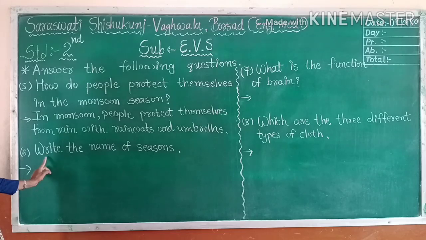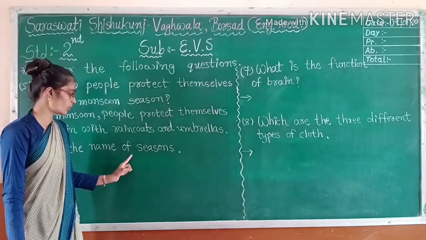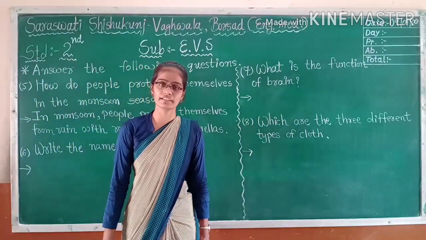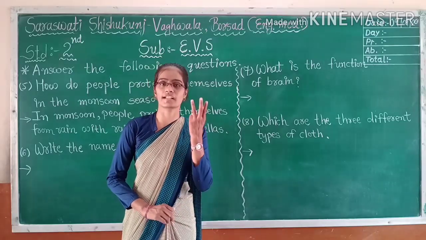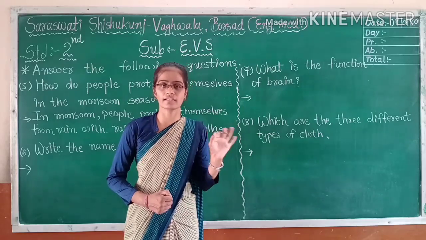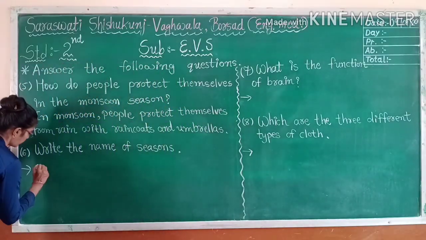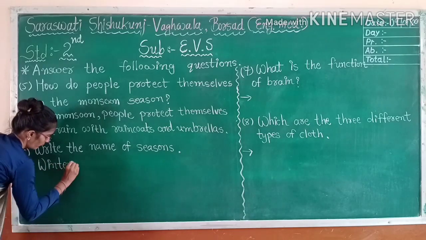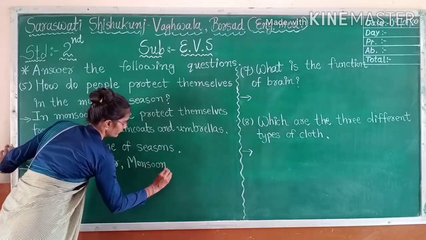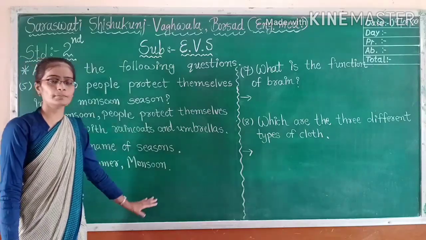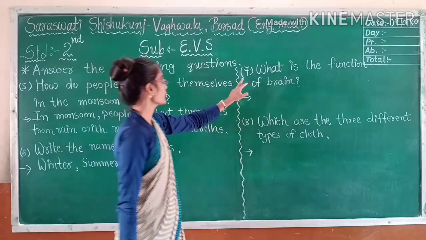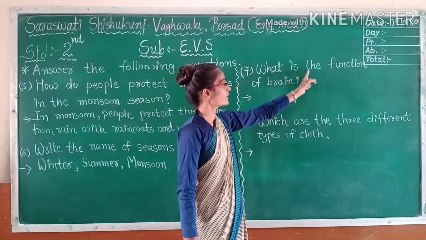Question number 6. Write the name of the seasons. Winter, summer, and third one, monsoon, are the three seasons. So here you can write the answer. Here the question is: you have to write the names of the seasons. So winter, summer, and monsoon are the names of seasons. Understood? Question number 7. What is the brain?